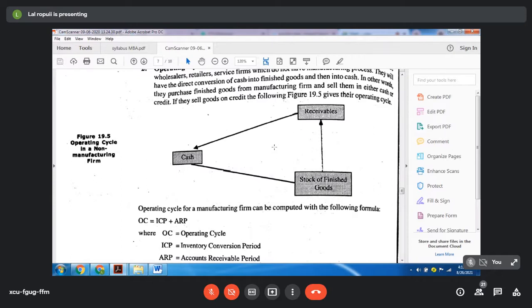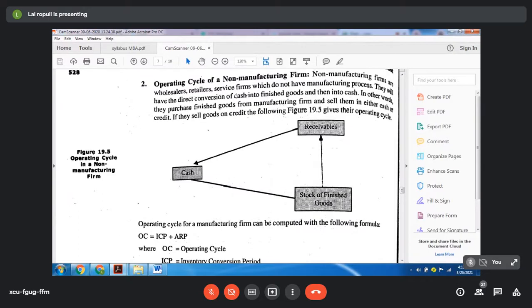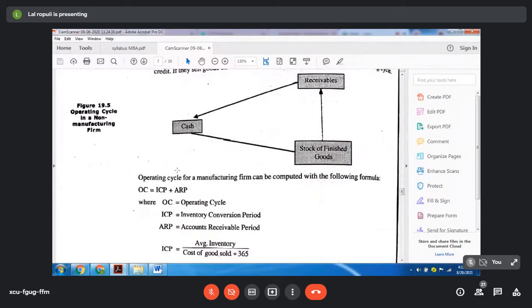So wholesalers, retailers, and service firms also require working capital, to realize their capital back.